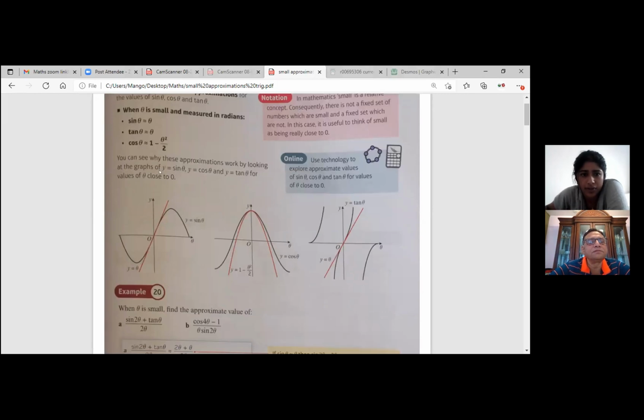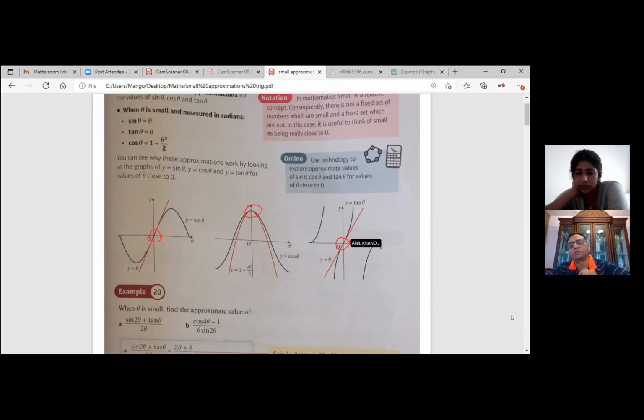You can see why these approximations work by looking at the graphs of y equals sine theta, y equals cos theta, and y equals tan theta for values of theta close to 0. Close to 0 really means that you are at the origin. Let me just mark these points for you. This is the area you're talking about, and for tan, it is this area.